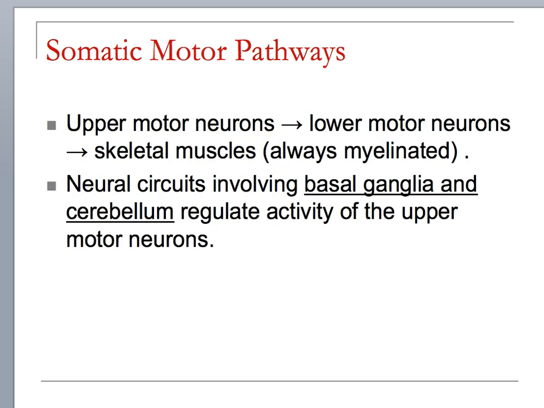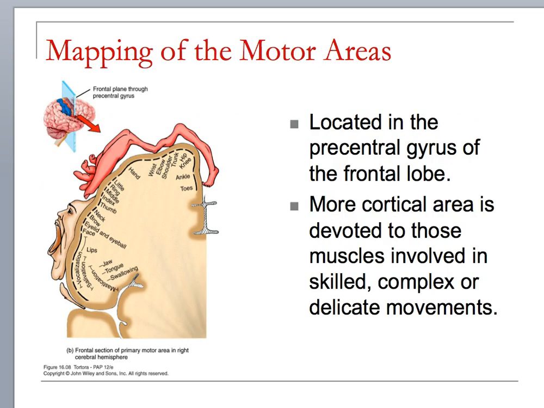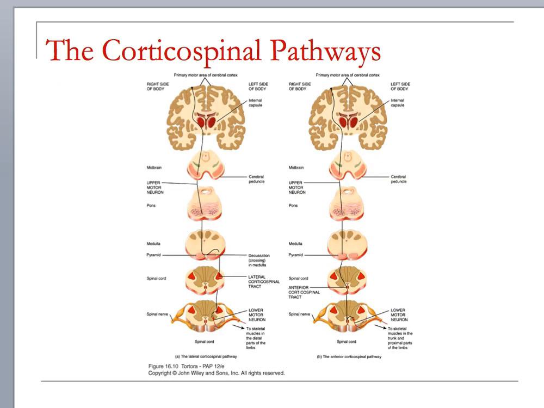And what we want to do is regulate how all of these things are going to actually move. So you have more cortical areas devoted to those muscles that are involved in skilled, complex, or delicate movement. If that makes sense, think about saying the word decussation. It's not an easy word to say. It requires skilled, delicate movements of the tongue to actually make things happen. Having said that, let's take a look at the corticospinal pathways.